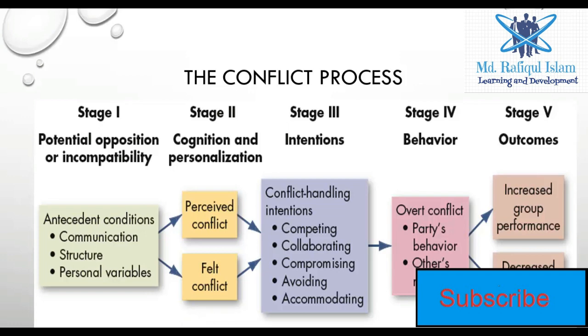Based on your feelings of conflict, you determine your intention, what you will do. There are 5 intentions: competing, collaborating, compromising, avoiding, and accommodating. You will choose one intention, and based on your intention, you will behave. Whenever you behave, there will be two behaviors: one is your behavior and another is the other party's reaction. Based on these, there will be two outcomes. That is stage 5. Outcome may be positive, outcome may be negative.